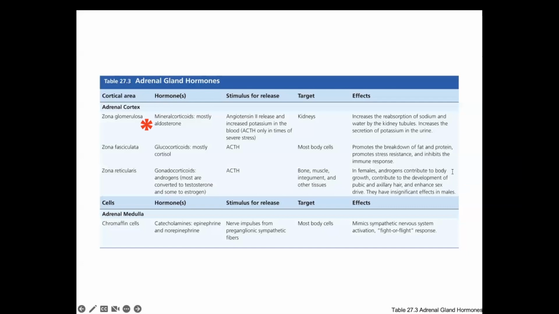The adrenal medulla is made up of chromaffin cells that will produce catecholamines such as epinephrine, also known as adrenaline, and norepinephrine. These hormones are used to prepare the body's fight or flight response, increasing heart rate, blood pressure, breathing rate, and sweating.